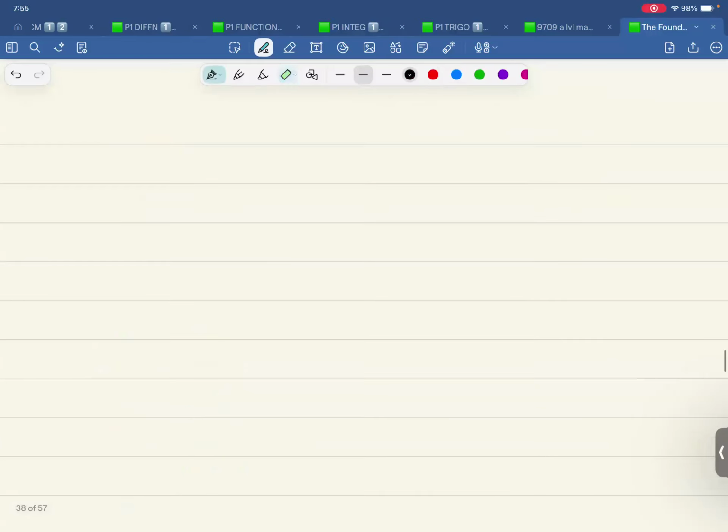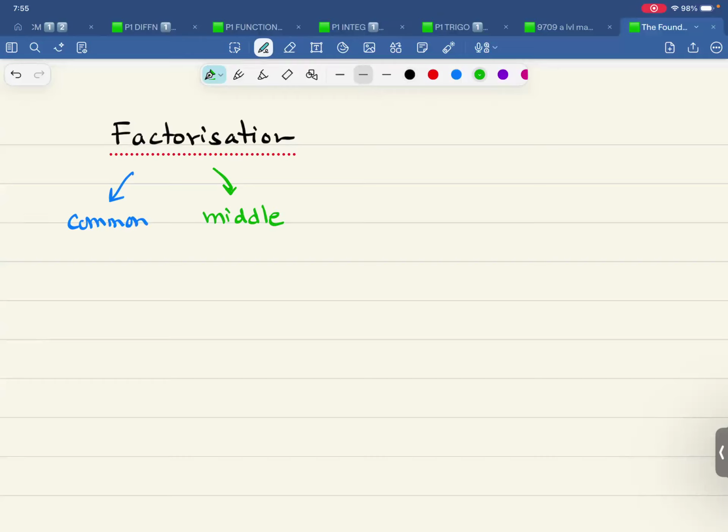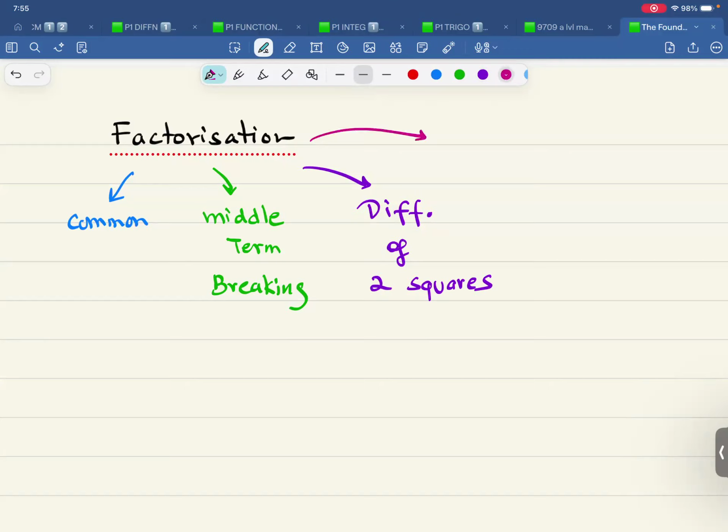Now let's talk about factorization, the opposite of expansion. Factorization can be about taking common. Factorization could be about middle term breaking, middle term factorization. There are different ways of naming it. Factorization is also about difference of two squares. And factorization could also be about factorization by grouping.